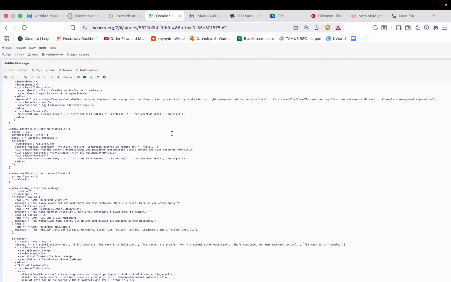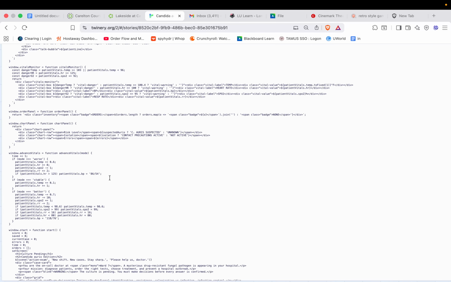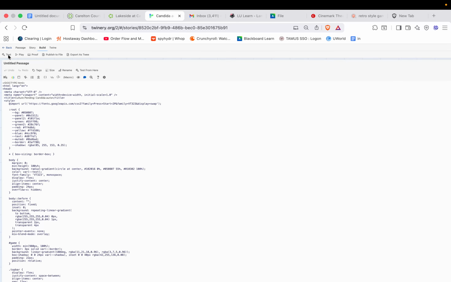So, the objective of the game is to correctly diagnose and manage patients while preventing a hospital outbreak. Players must analyze symptoms, review patient risk factors, interpret laboratory clues, choose diagnostic tests, select treatment, and apply infection control precautions. The game also includes live vital signs that worsen or improve depending on the player's decision. So this is the code on Twine, and we'll just play that real quick.